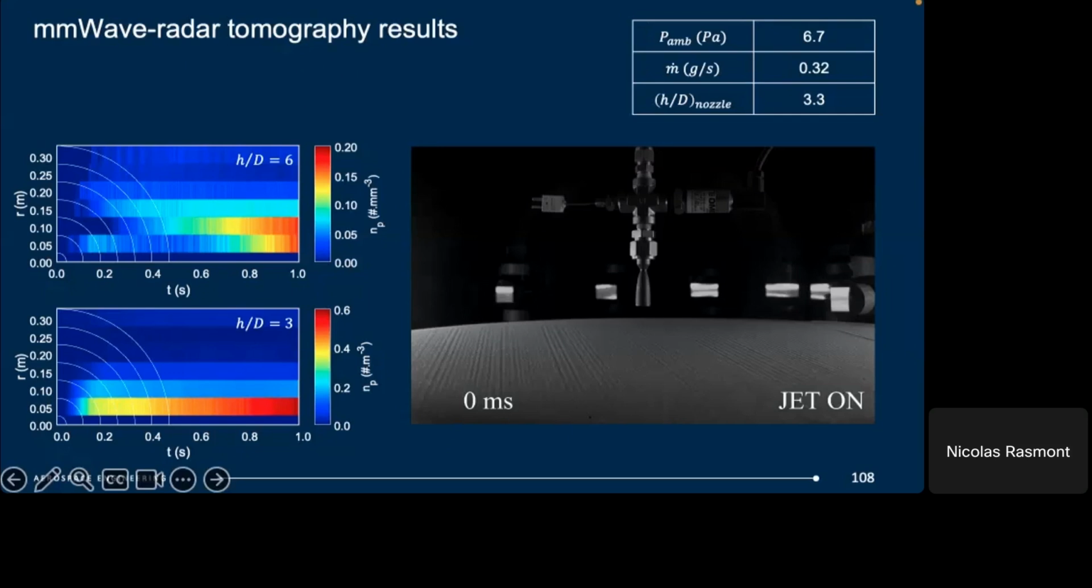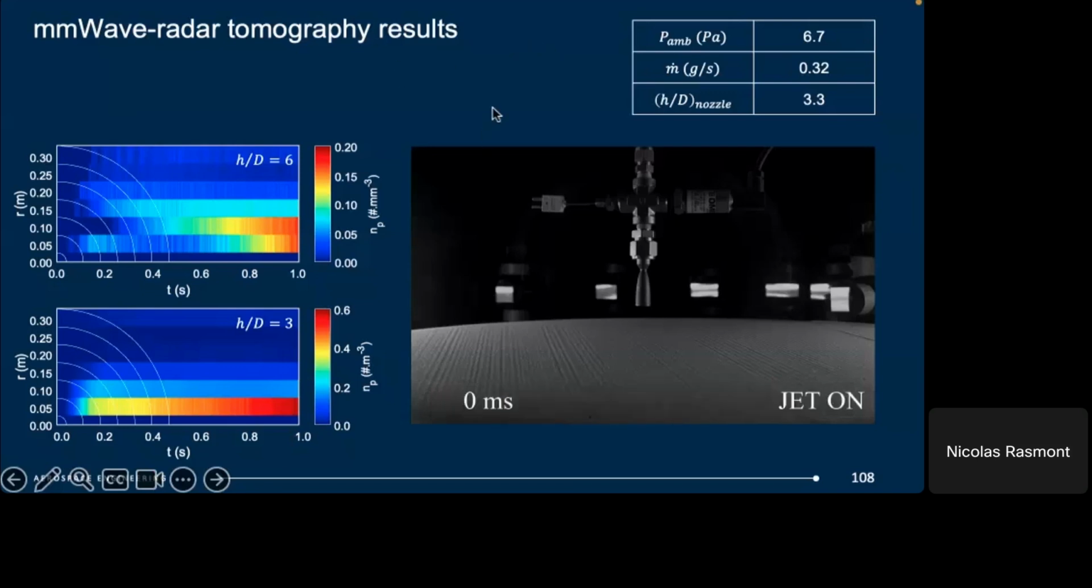Since the system that we have developed gives us the concentration on a slice that is parallel to the surface, we have repeated those experiments twice at different altitudes. The bottom plot shows the concentration at an altitude of 3 nozzle diameters, and the top one at an altitude of 6 nozzle diameters. And on the right, you can see a high-speed video showing what this looks like in visible light. So yeah, you can start the video.